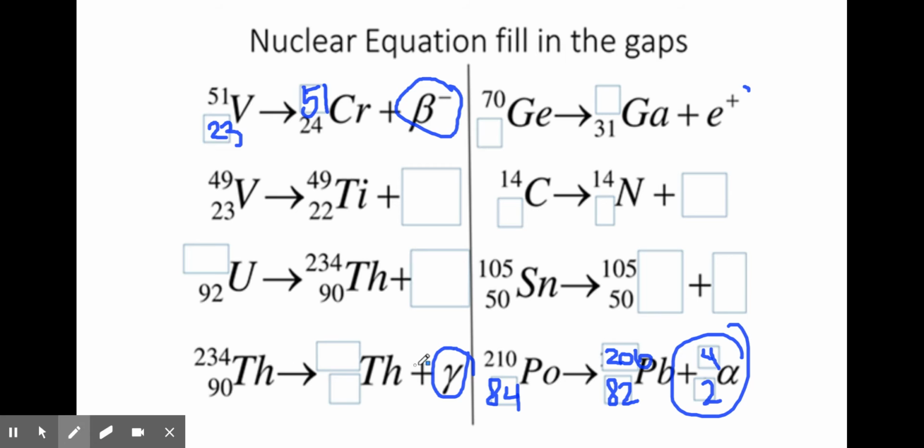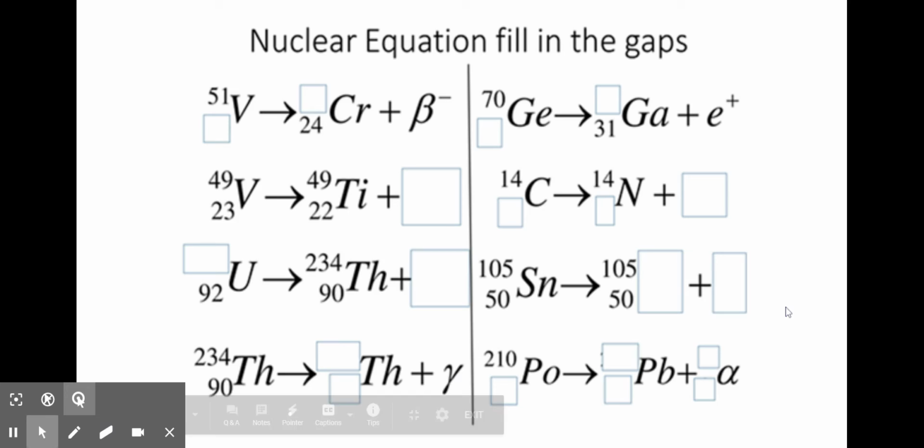Another one that we talked about in the last lesson is gamma decay or gamma radiation. When we have gamma radiation emitted, there's no change in the nucleus. So we have a mass of 234 and an atomic number of 90 again.